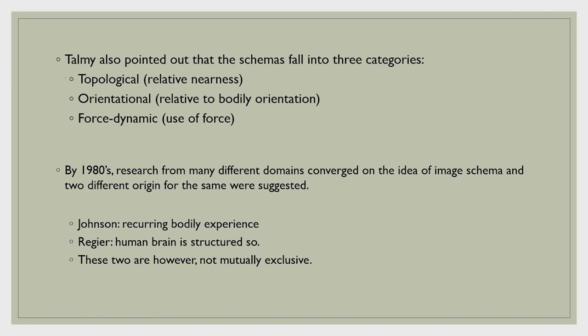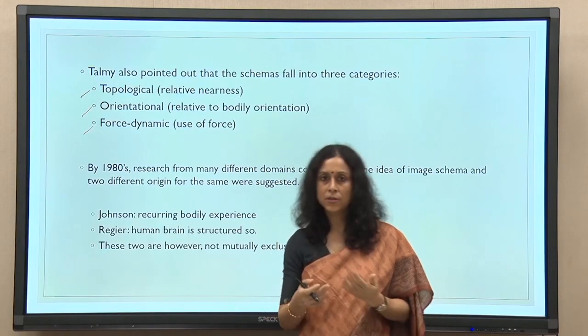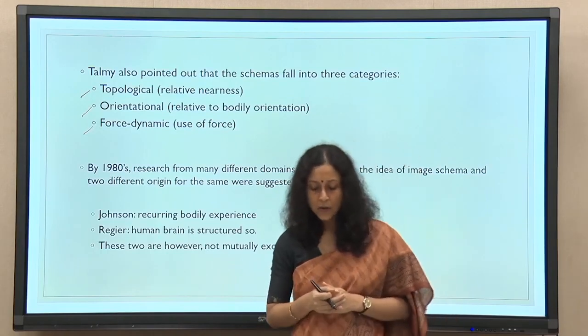So, there is a topological aspect, there is an orientational aspect, and there is a force dynamic aspect. So, what is the topological aspect? Topological aspect is the relative nearness, like on, above and so on, the kind of arrangement that you have. Orientational aspect is typically relative to the body orientation. So, we typically talk about things being above and below, to the right, to the left, in front of, behind and so on. These are more often than not dependent on the bodily orientation, which we sometimes superimpose on another object, and by which we give rise to different kinds of frames of reference, which we will see later.